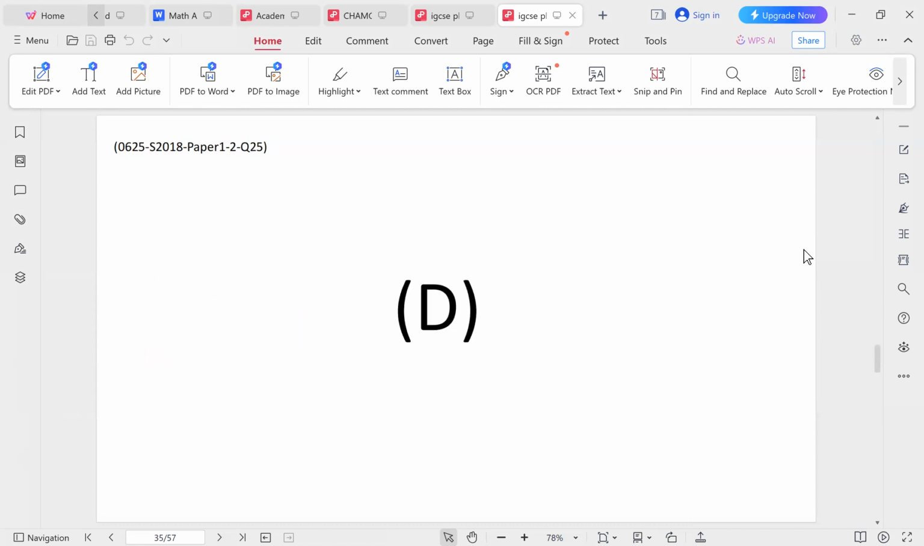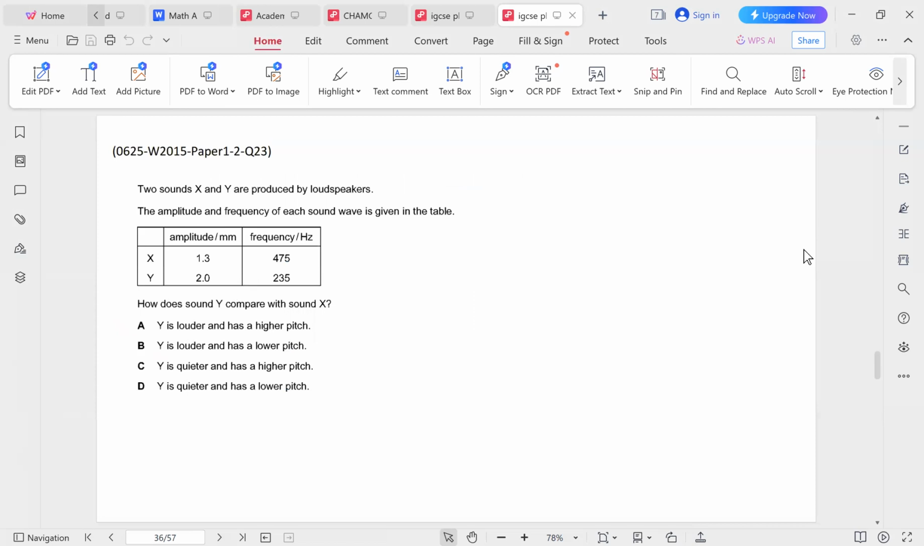I'm not taking my time with each question since you can see that the questions pretty much repeat themselves. So two sounds X and Y are produced by loudspeakers. The amplitude and frequency of each sound wave is given in the table. How does sound Y compare with sound X? So for the amplitude for Y, let me redraw. For Y, you can tell that the amplitude increased, but the frequency decreased.